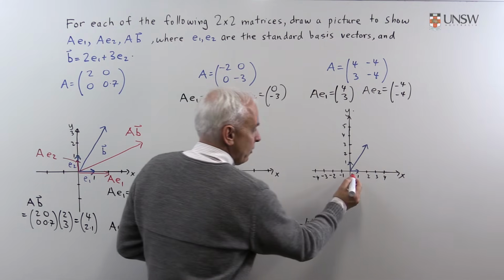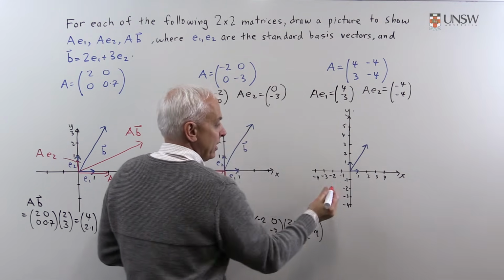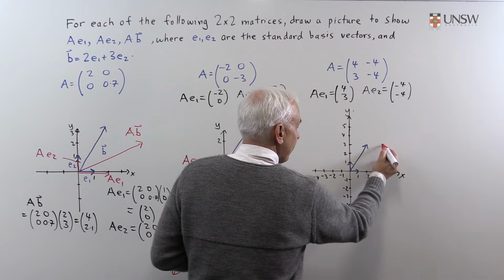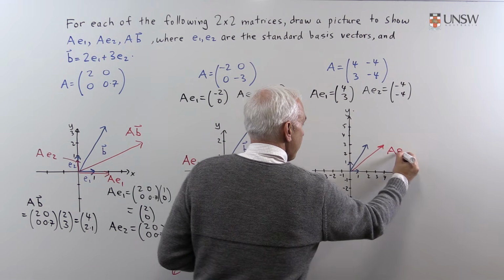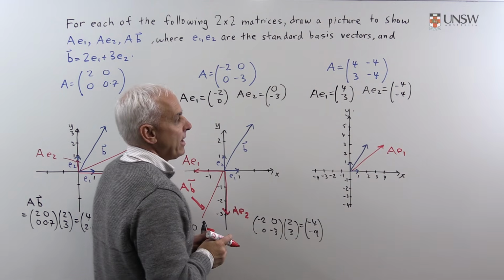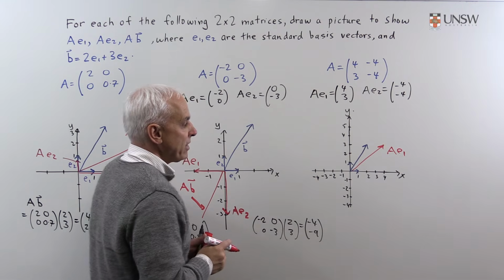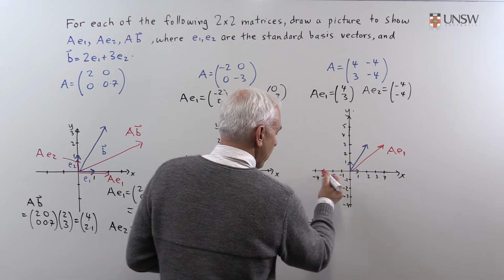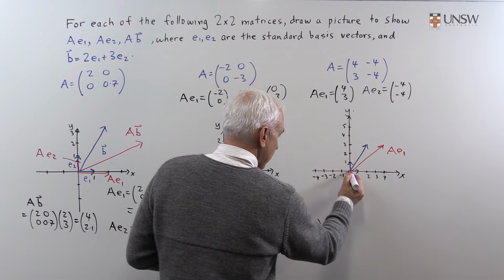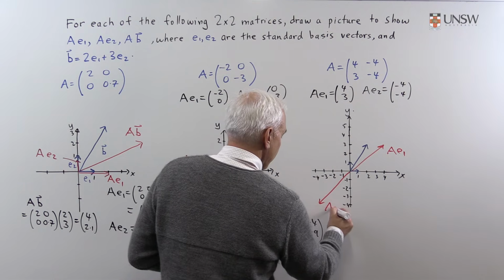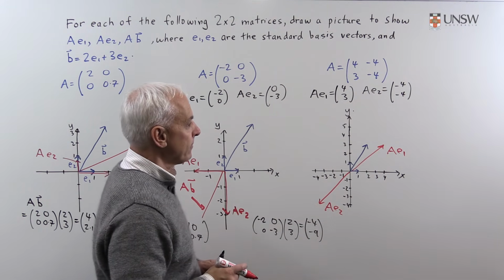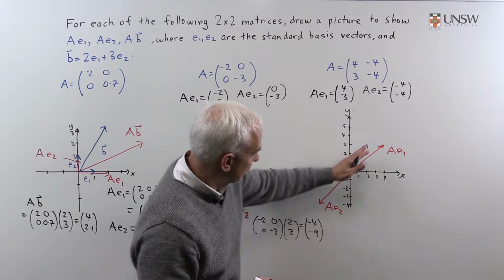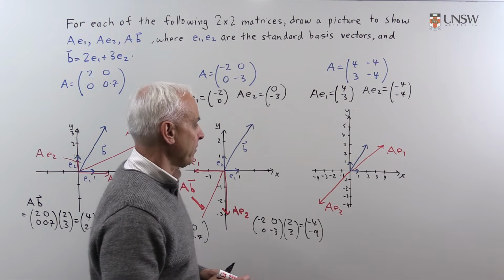Okay, so here is E1, and where is A of E1? It's the vector 4, 3, it's right here. So there's A of E1. And A of E2 is -4, -4. -4 and -4, it would be down there. There's A of E2. Not quite along the same line. This is a little bit tilted over.